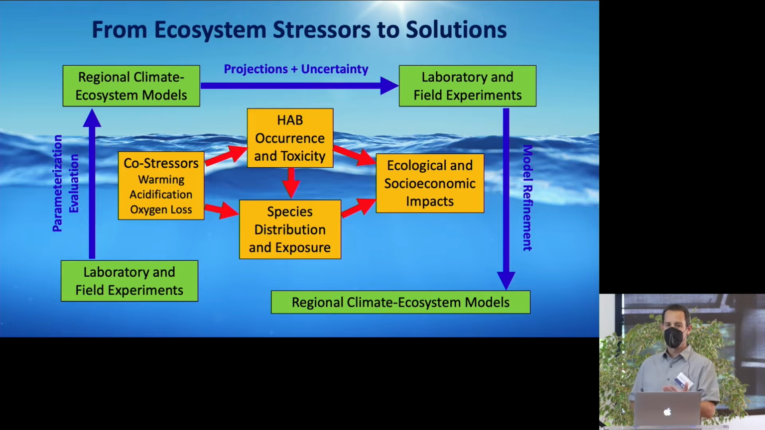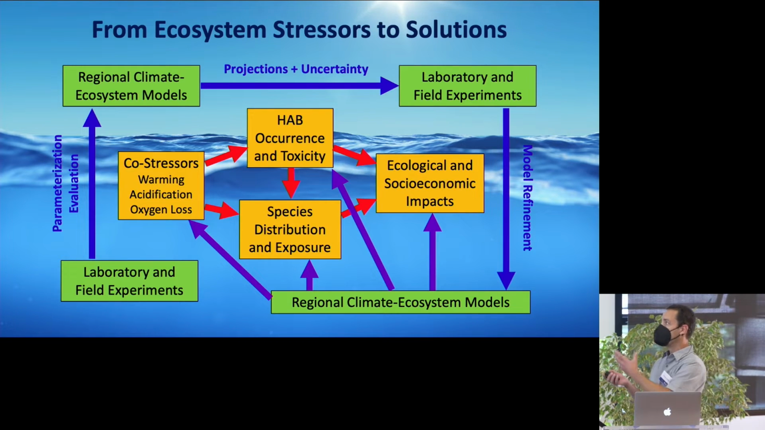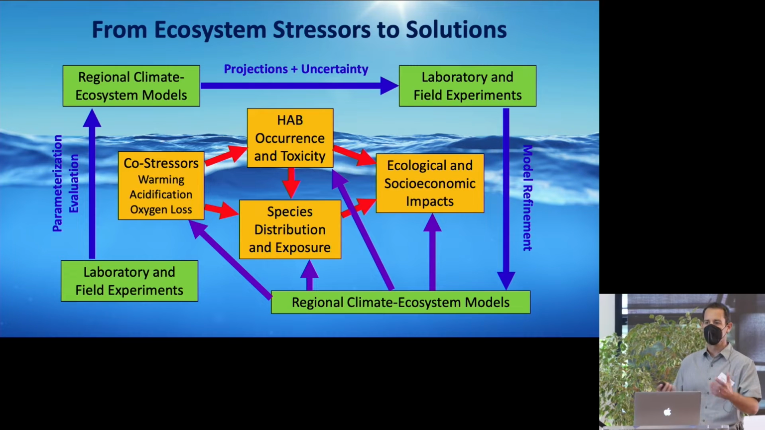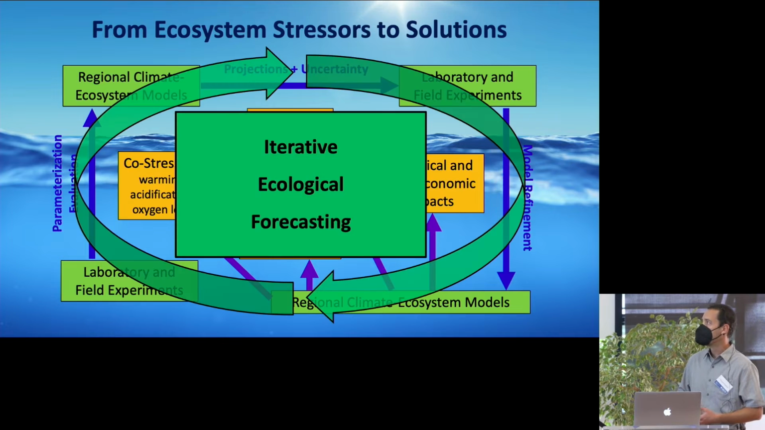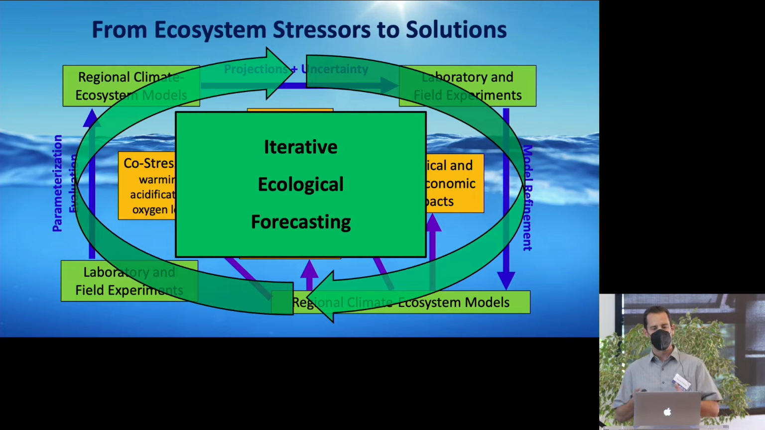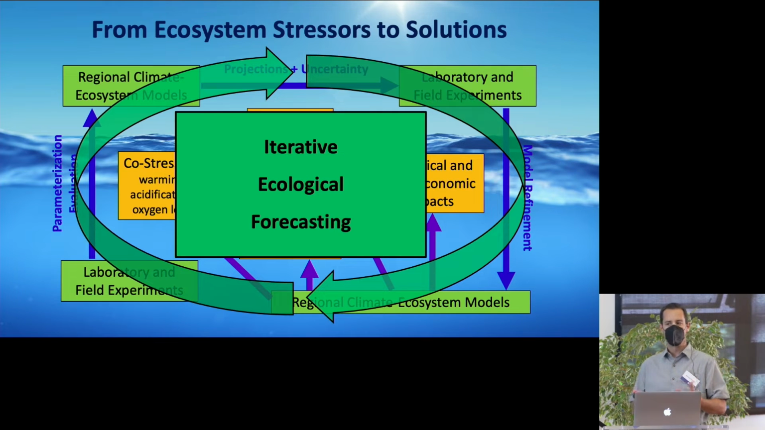And then that feeds back into the model, and then models can inform all those different boxes that you see on the screen: the stressors, the HABs, the ecosystem, the ecological and socioeconomic impact. And so what we're arguing for here is an approach of iterative ecological forecasting where model and observation go hand in hand to try to find solutions for those problems.